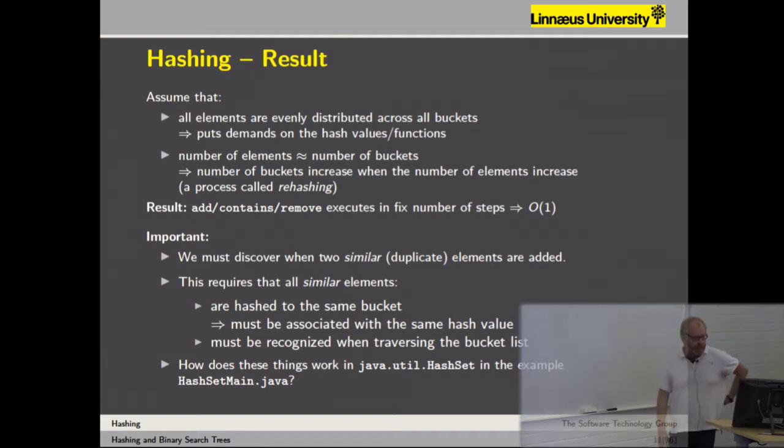Assume now that the elements are evenly distributed across all buckets, that we managed to give them hash values that distribute them rather evenly over all the buckets. Also assume that the number of elements is about the same as the number of buckets. What is then the length of the list? We have the same number of elements as buckets, and we manage to distribute them rather evenly. Then the list will only be of length 1. On average, some might be 2 and some might be 0, but on average they will be 1.